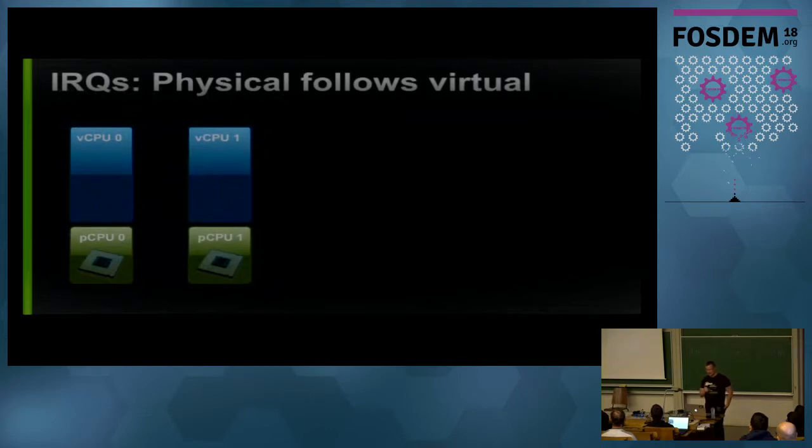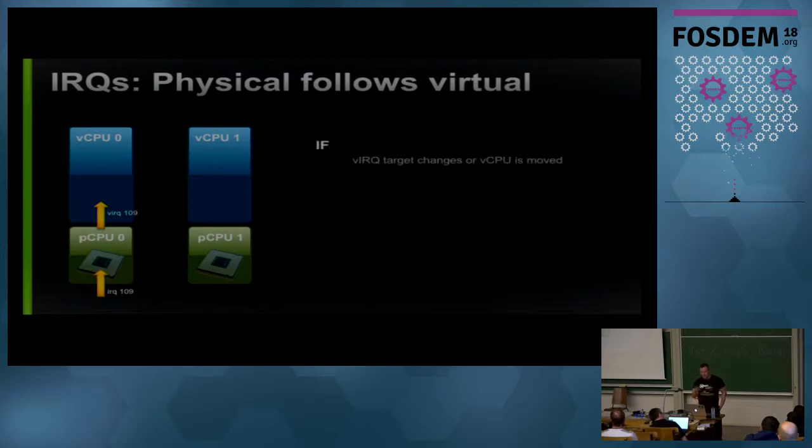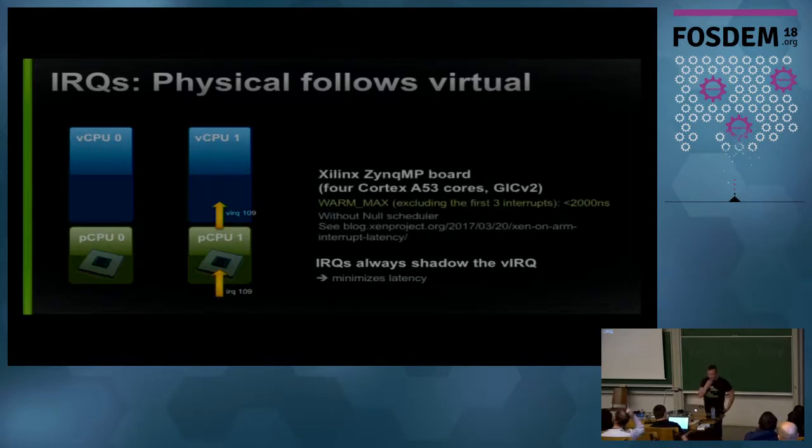Another interesting property is around interrupt latency. We have this concept that physical interrupts always follow virtual interrupts. So when an interrupt gets injected, it's always injected on a CPU which is running a virtual CPU. If for whatever reason that is moved by the scheduler, then at one point that gets routed back to the other virtual CPU, and the next time around it comes in the normal way. What's interesting is that this whole approach really gives you fairly low interrupt latency. This was around 2,000 nanoseconds with the null scheduler.